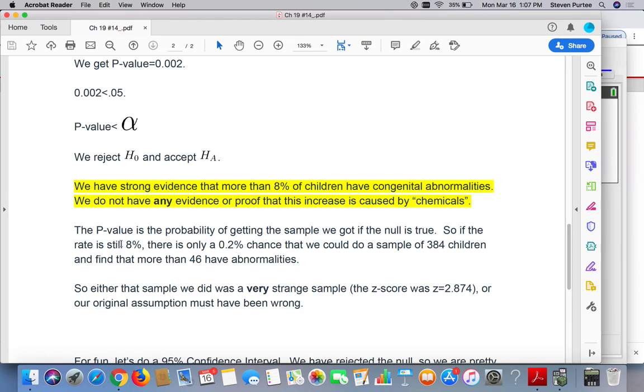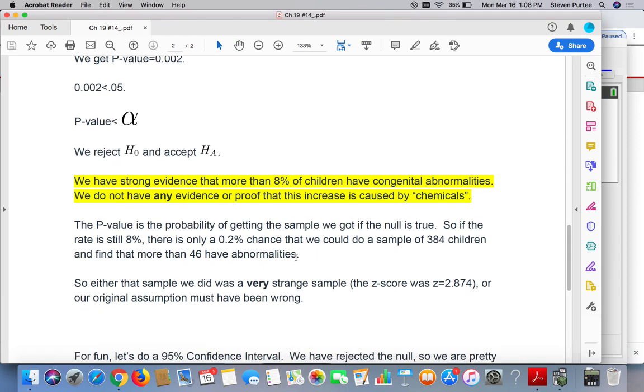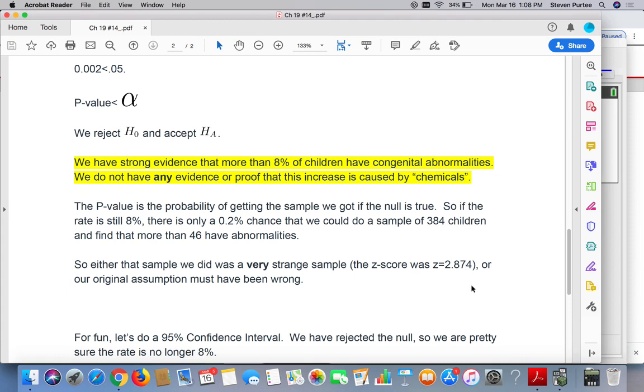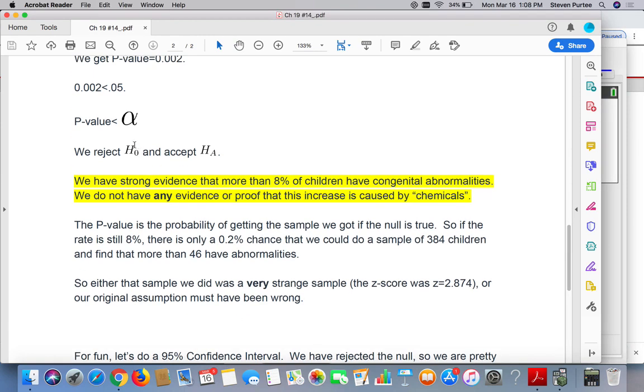So that p-value is the probability of getting the sample. So if the rate is still 8%, there's only a 0.2% chance that we would get a sample that looked like that. So either we did a very strange sample, that z-score we saw was almost 3 standard deviations above average, or the original assumption must have been wrong. The original assumption was the null hypothesis. That's why we rejected it.